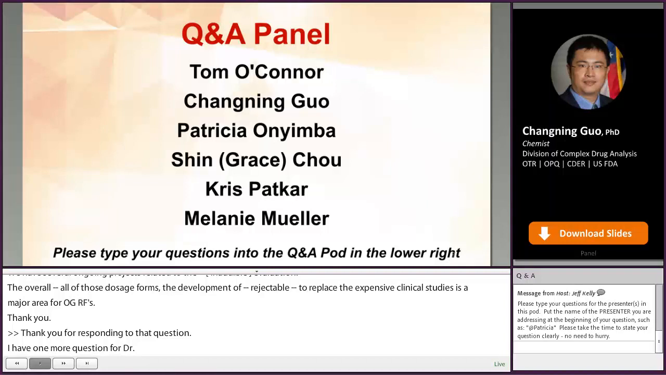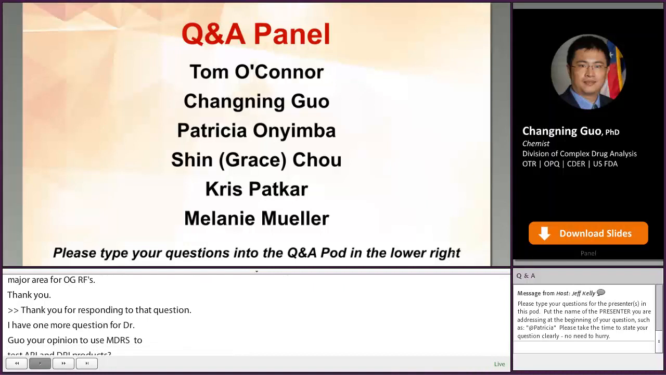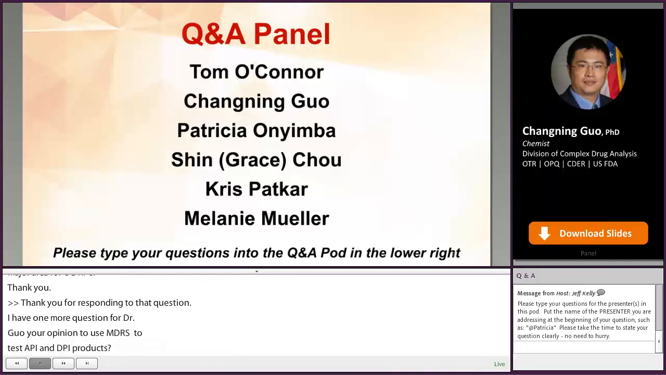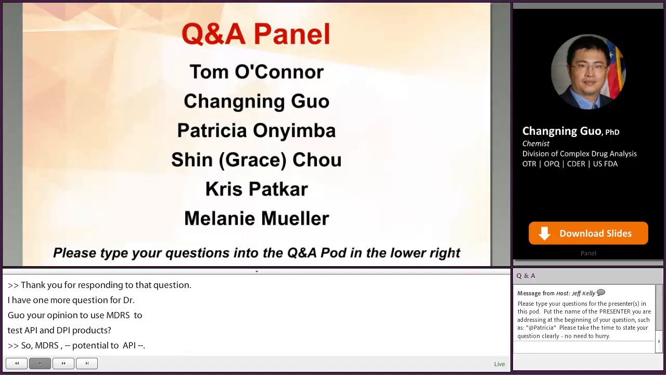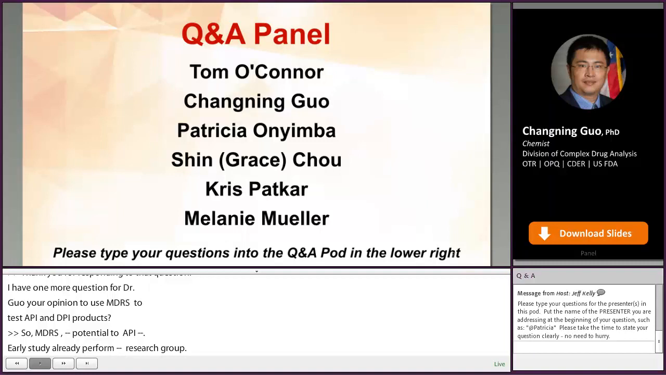So MDRS already shows potential to measure API particle size in dry powder inhalers. An early study was already performed by a University of Bath research group in the UK, and the result was presented last year in RDD meetings. So for sure, for DPIs, there's much more challenge and complexity than in nasal spray.